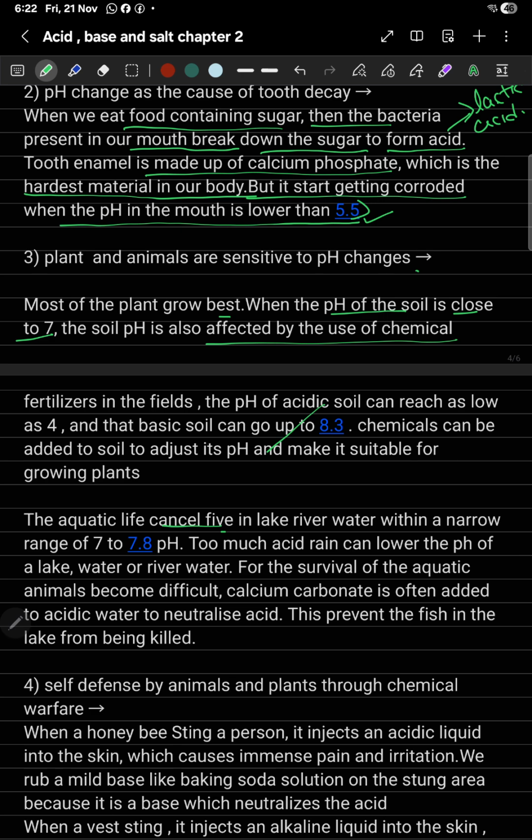If acid rain occurs and acid is present in the water, it is not suitable for aquatic life to survive there. So it is very difficult. To balance this, we often add calcium carbonate to neutralize the acid. This prevents the fish in the lake from being killed. So we maintain that pH to control fish killing, by adding calcium carbonate to the acidic water.